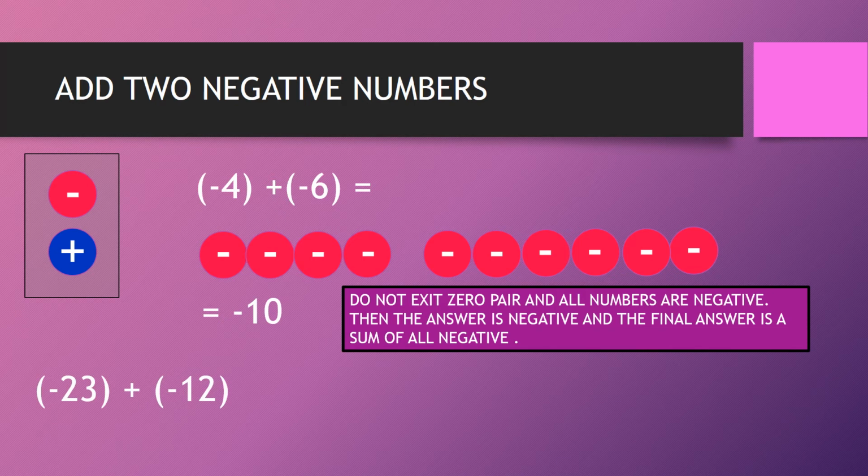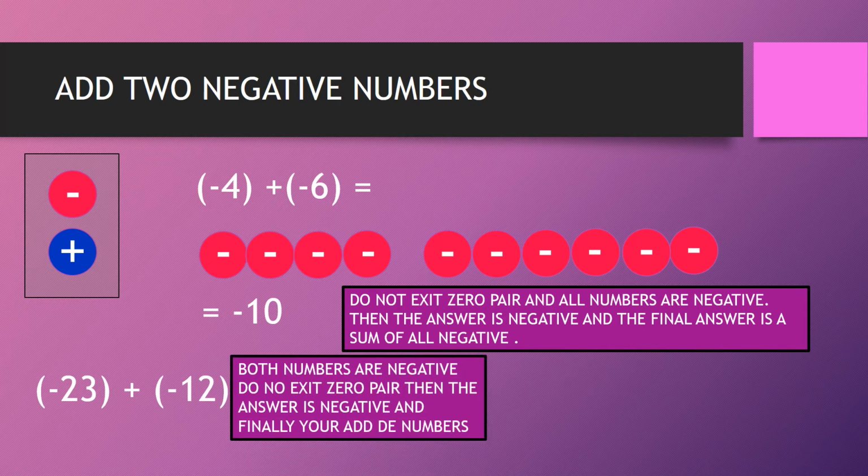For example, in this case, I want to add these two numbers, and both numbers are negative, so there are no 0 pairs. Because both numbers are negative, the answer is negative. And finally, what is the final answer? You add 23 and 12, and the answer is 35 with the same sign. Now, if I have the addition of two numbers with the same sign, what do you have to do? You keep the sign and you add the numbers.